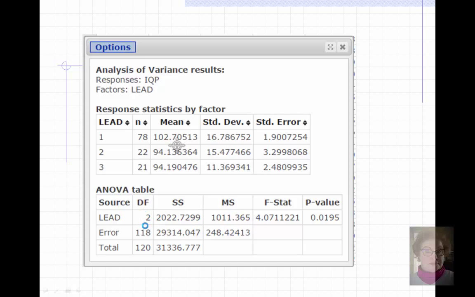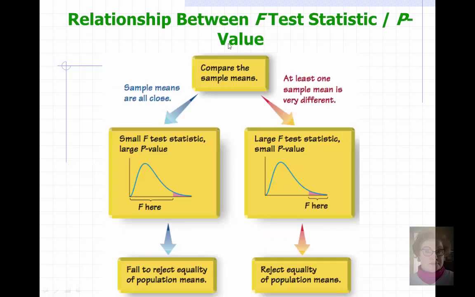Now I do want to talk a little bit. Here's our degrees of freedom in our numerator, our degrees of freedom in the denominator, and this would tell us how to go to the table in the back to find our critical value. I just wanted to point this out. We are not going to use that table. How are we going to do this?